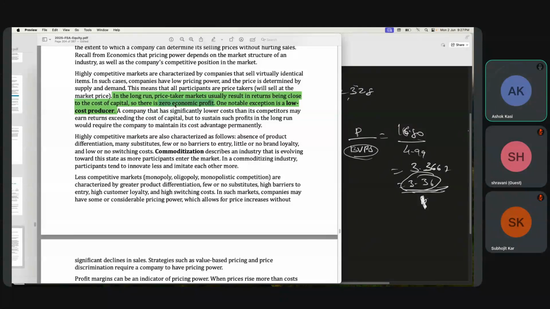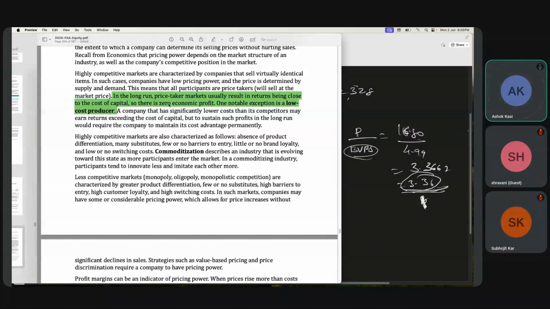Nothing beyond that one. So that is a price taker market. Price taker means they cannot put their own price in it. Why? Because the moment they increase the price, nobody will come to them, because there are other competitors in the market ready to sell at the lower price, right? That's why. One notable exception is low cost producer.